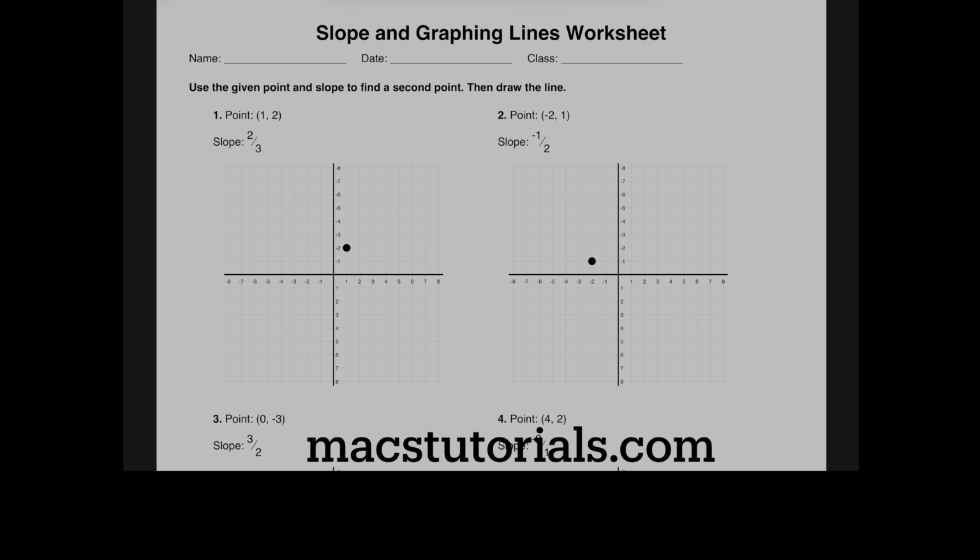Okay, so now on these, it's going to be a little bit different. They're going to give us a point, and they're going to give us a slope. Now, they tell us a point, but it doesn't really matter because they're going to show it, and we're just going to go off of what they give us.